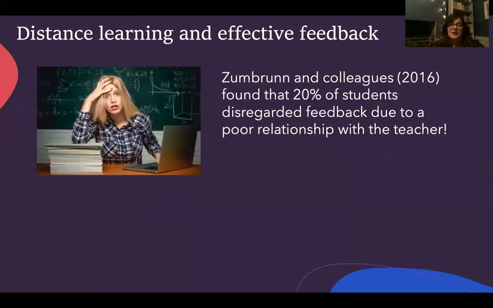To back that up, Zumbrun and colleagues did some research in 2016, and they found that 20% of students disregarded the feedback they were given on their work purely down to having a poor relationship with their teacher. So again, it shows just how important it is for us to have a really strong relationship and build that. If we go into another lockdown, if we have to do a long period of remote learning, how are we going to be able to do that?